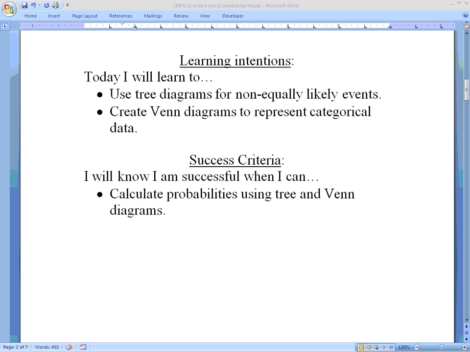Today we are going to continue our discussion on tree diagrams and specifically what to do when we have non-equally likely events, again using tree diagrams. And secondly, we are going to focus on Venn diagrams to represent categorical data for probability problems. Our goal is to be able to use both tree diagrams and Venn diagrams to solve IB level probability problems.